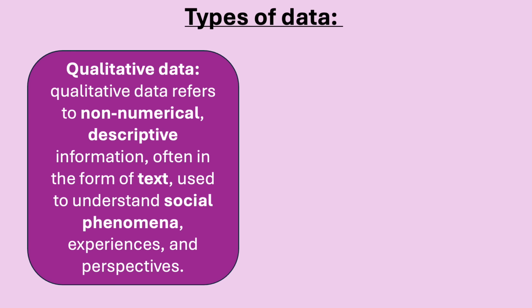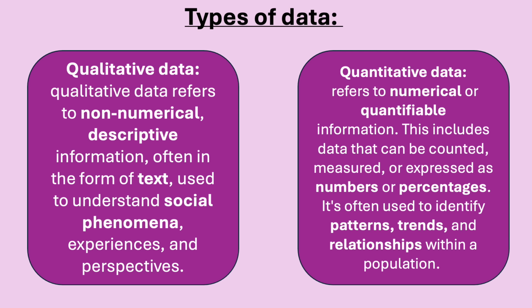And within that, we also have qualitative data. So it refers to non-numerical descriptive information, often in the form of text, used to understand social phenomenon, experiences, and perspectives. And quantitative data refers to numerical or quantifiable information. This includes data that can be counted, measured, or expressed as numbers or percentages. It's often used to identify patterns, trends, and relationships within a population.